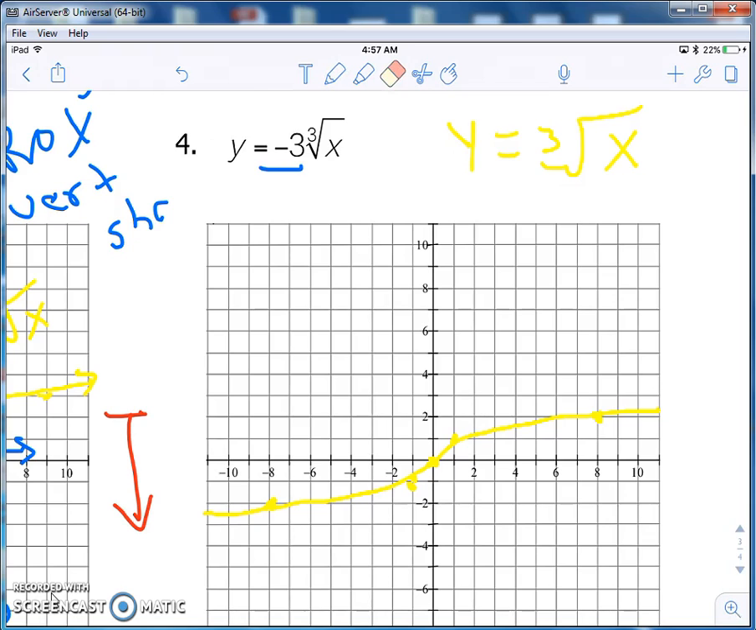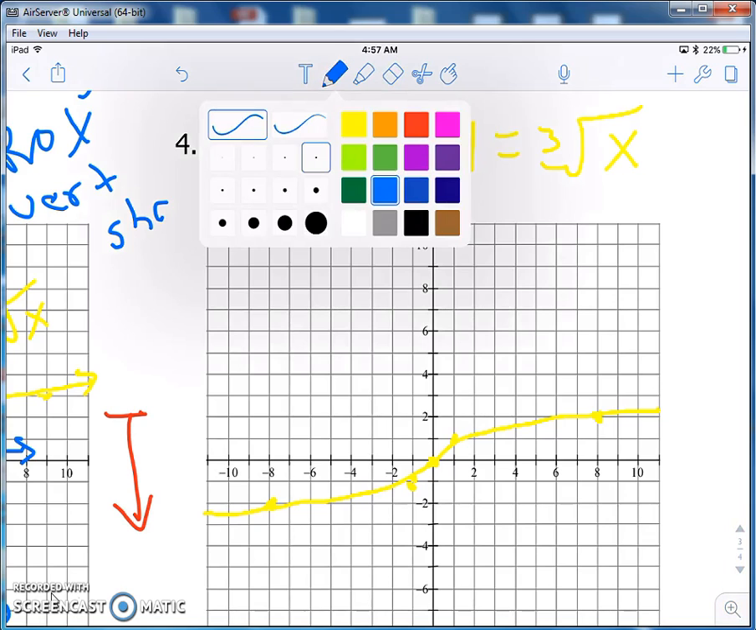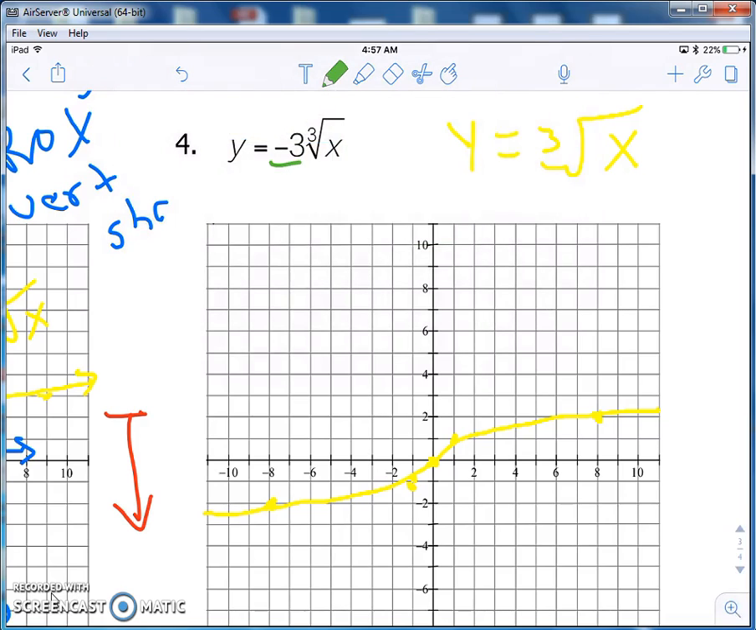And for x, maybe we should use a different color, sorry. So this is going to be a vertical stretch by a factor of 3. And it's also going to be a reflection. Alright, so this function here starts at 0, 0. But when I put 1 in for x, I get a positive from the cube root, but times negative 3 gets me down to negative 3 down here.